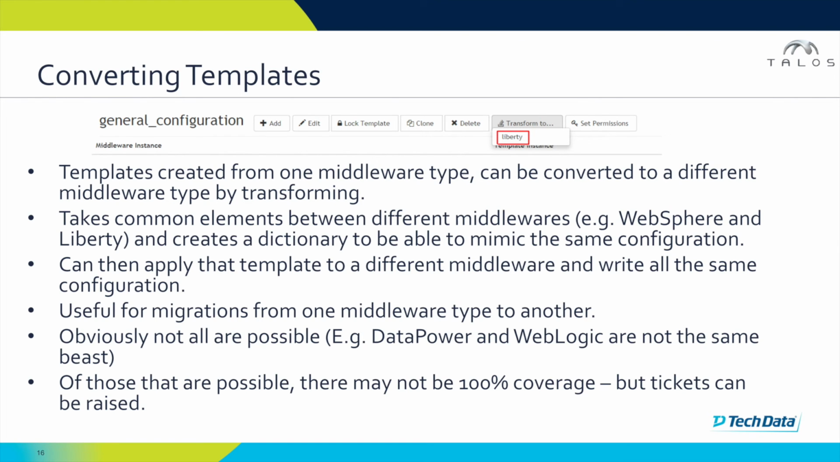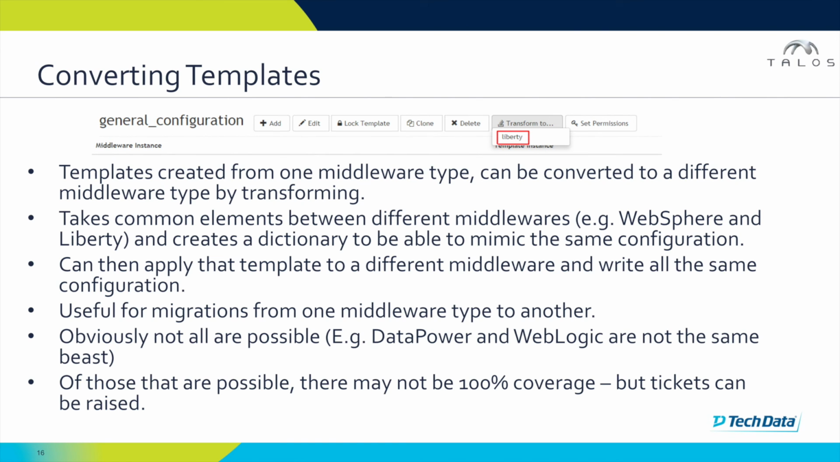The transform process takes elements from the WebSphere application server and creates a dictionary to be able to mimic that same configuration in Liberty. It's a different way of doing it. It's all XML file based. It's not configuration in the same way as WebSphere application server, but you can mimic the same result. So you obviously need a template to start off with, a WebSphere application server template, and you get the transform to button and you click Liberty and it will create you a Liberty version of that template.